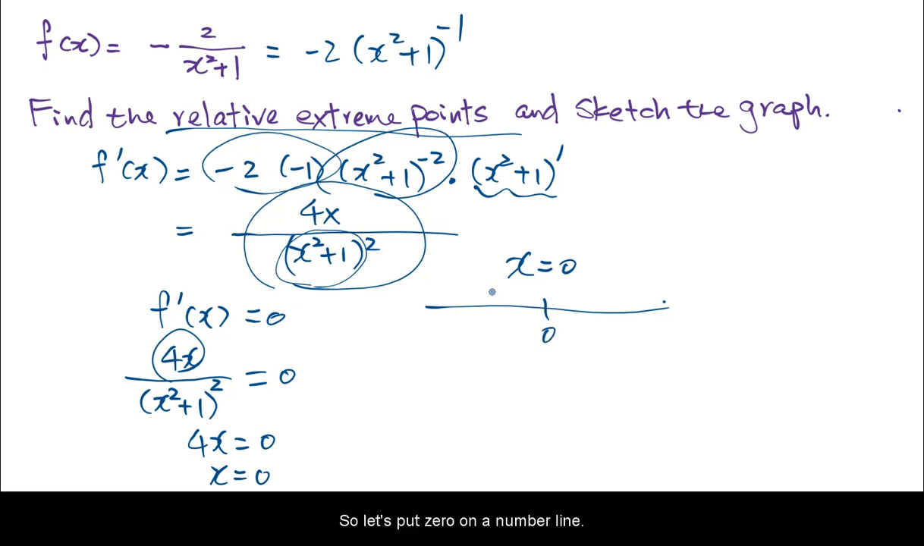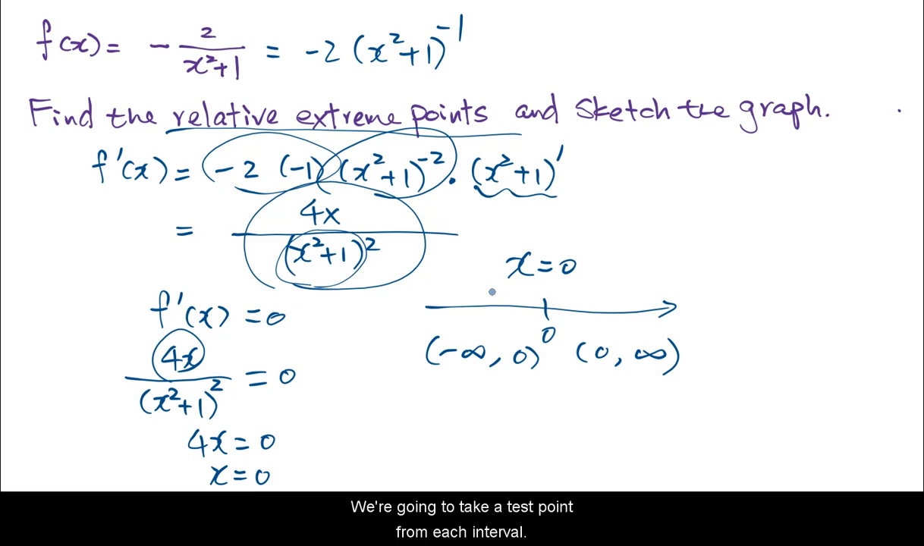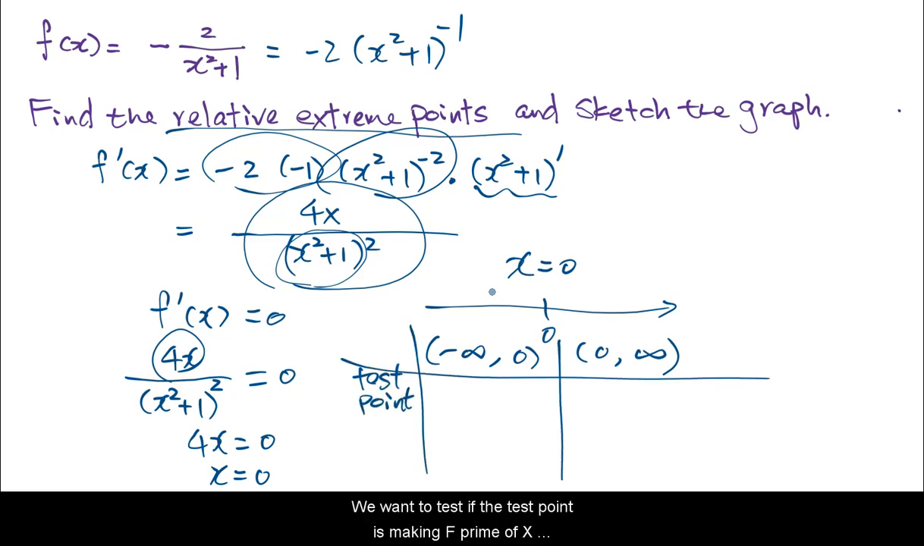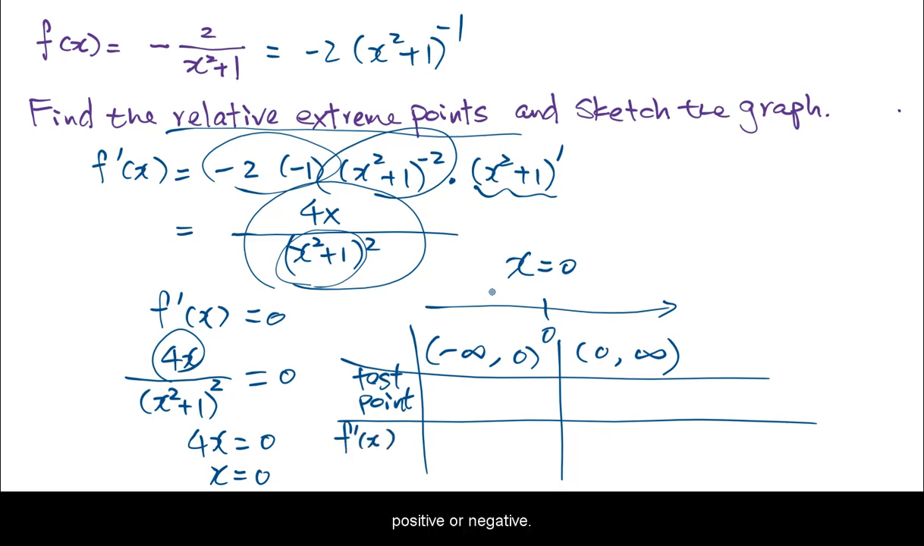So let's put 0 on a number line. 0 is cutting the number line into 2 intervals. One is from -infinity to 0. The other one is from 0 to infinity. We're going to take a test point from each interval. What do we want to test for? We want to test if the test point is making f prime of x positive or negative. Okay, so test point -1 here, and for this interval it's 1.